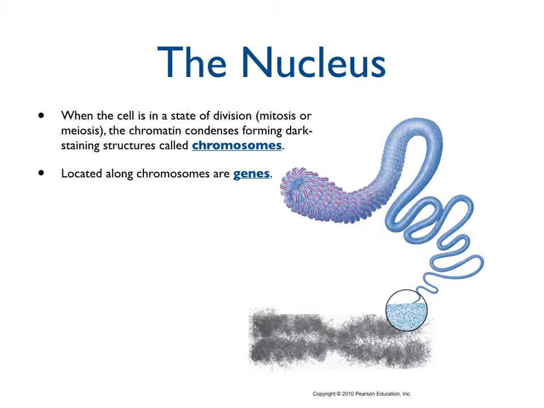When your cells start to divide, however, in the processes of mitosis and meiosis, the chromatin will begin to condense with the help of some proteins and form a dark staining structure called a chromosome. Chromosomes are important because located along them are functional units called genes. Genes contain the information needed to make specific proteins. And the function of genes and the process of protein synthesis is something you'll explore later in the semester.